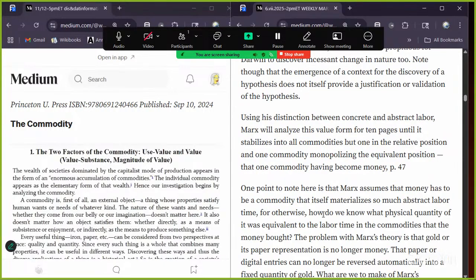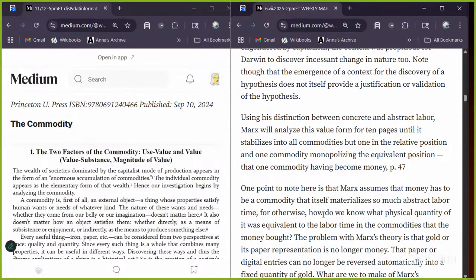Now, using his distinction between concrete labor and abstract labor, Marx will analyze this value form for 10 pages until it stabilizes into all commodities but one in the relative position and one commodity monopolizing the equivalent position, that is, that one commodity having become money. So, yes, it becomes more generalized. Money is not so much neutral, but it has that ability to be a further abstraction, another order of abstraction, although order may not be the best term.